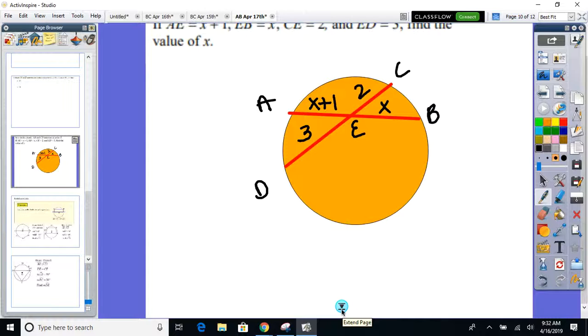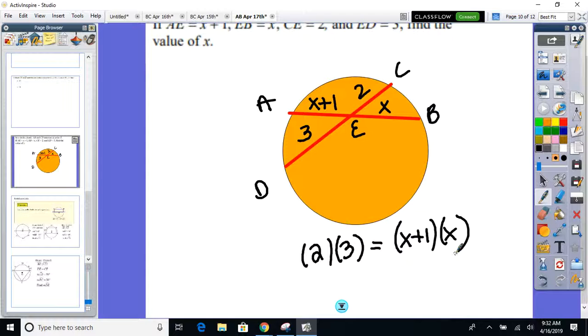Two intersecting chords. We went over the theorem yesterday. What do I have to do with the parts of one chord? Multiply them, add them, subtract them, divide them? Multiply them. So in this case, 2 times 3 is going to be the same as the two parts from the other chord, which are x plus 1 and x. That's our theorem, for those that missed yesterday: if two chords intersect, their pieces multiplied together equal each other.